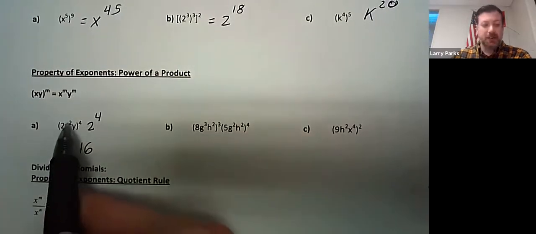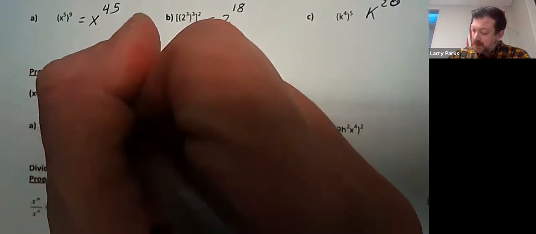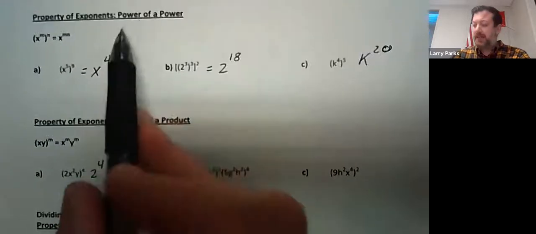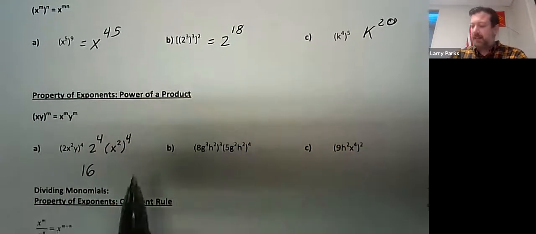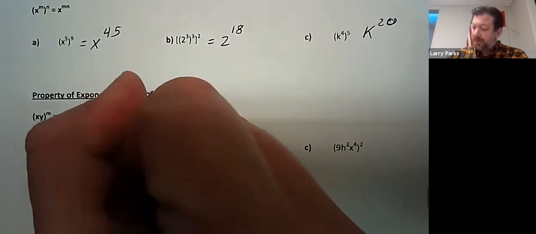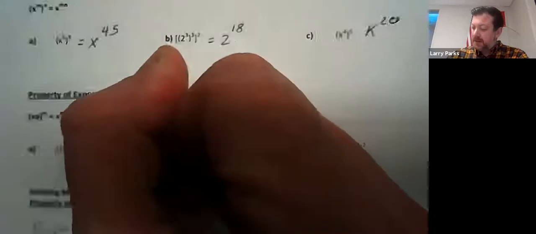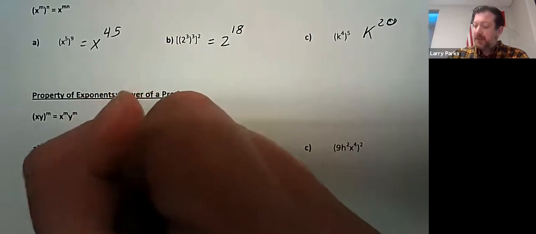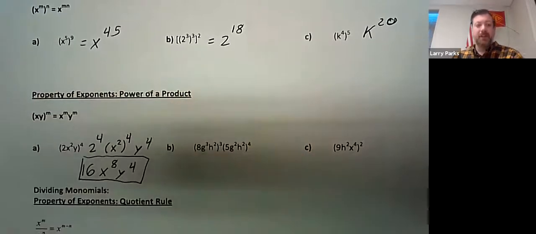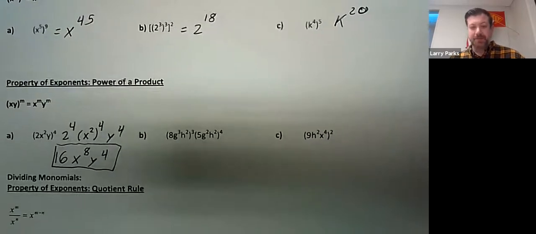Then we're going to take x squared to the 4th, which we could use the rule we just reviewed, power of a power. 2 times 4 is 8. And then finally, y to the 4th. Nothing special about that. It will just be y to the 4th. So that's how you do power of a product.